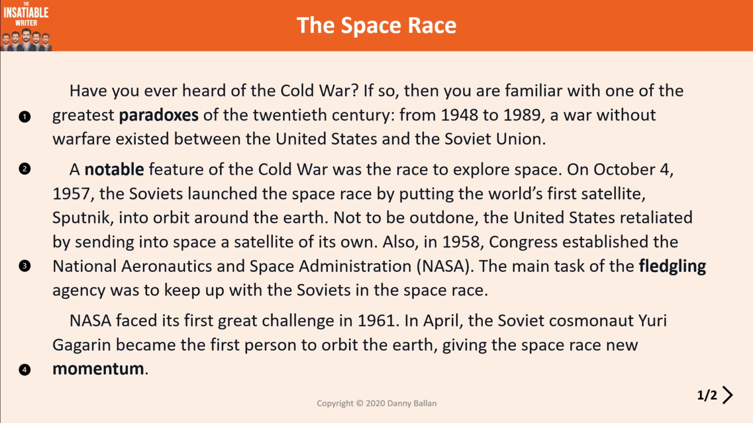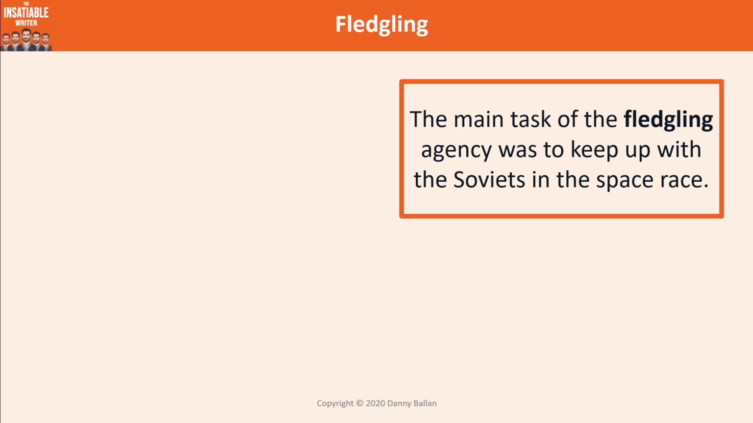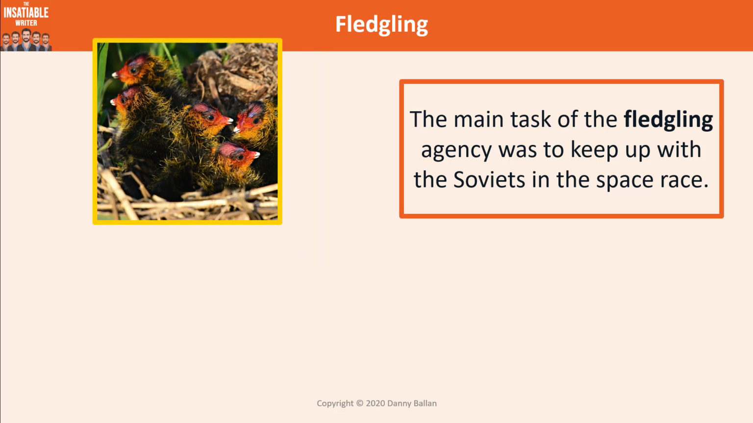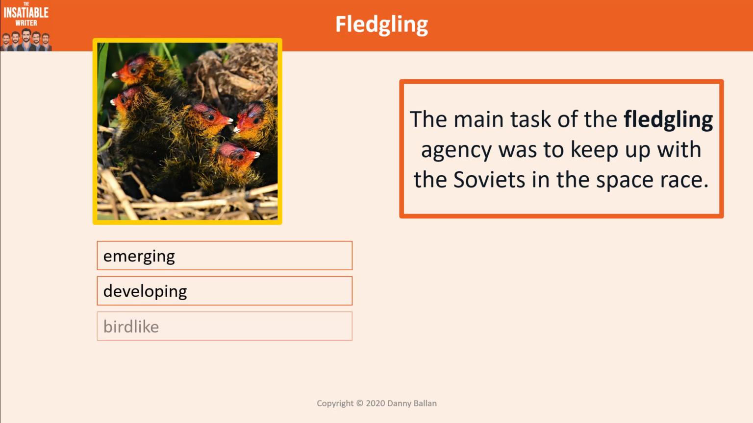Now, what about our third word, fledgling? Now, in our text, we said the main task of the fledgling agency was to keep up with the Soviets in the space race. And here we were talking about the newly established NASA. So, the newly established NASA, when we said fledgling. So, what do you think fledgling means? Which word or words out of these four I'm going to tell you about is close in meaning to the word fledgling? Is it emerging, developing, bird-like, or experienced?